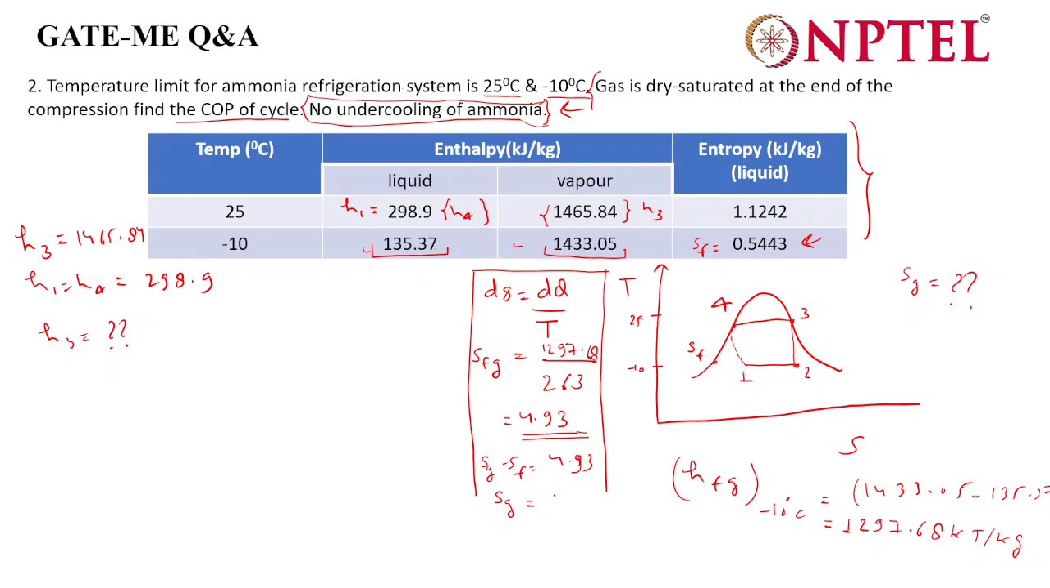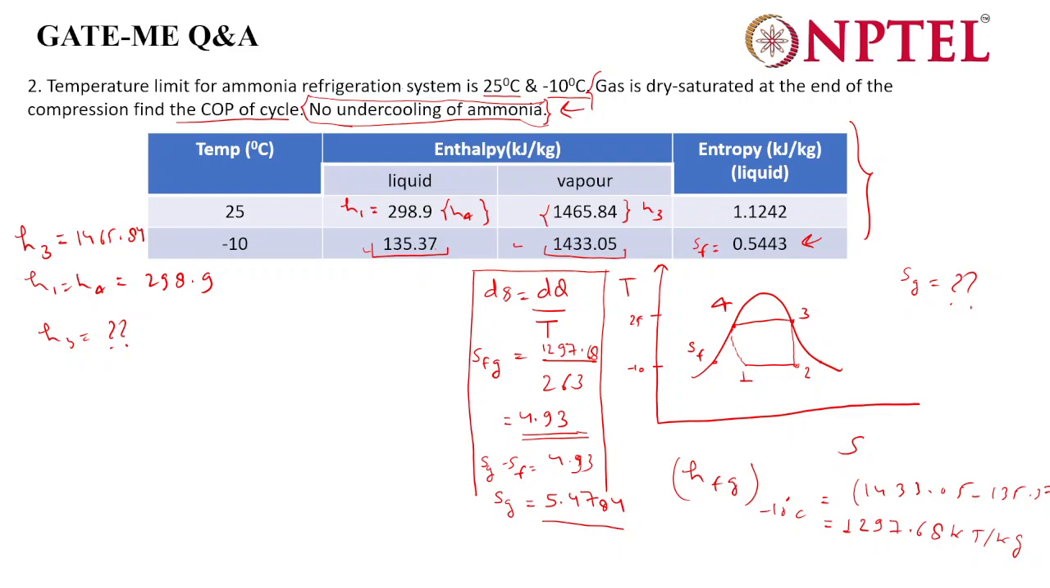5.48. In 4 digits, can you tell? After decimal, 4 digits. 5.4784. Okay, now we know the s_g value for this. This is the s_g value, and s_f we already know.